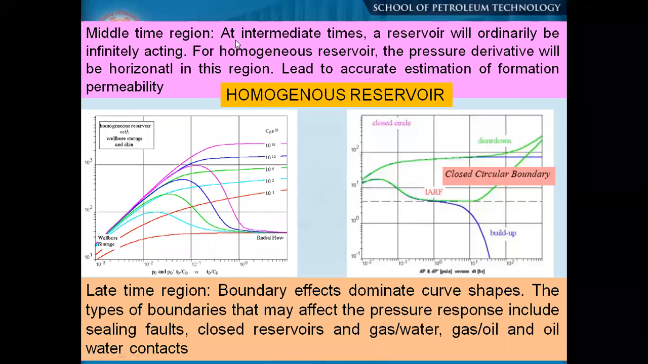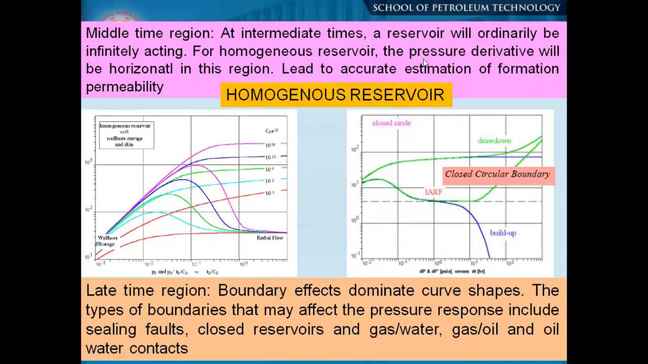So middle time region, at intermediate times, a reservoir will ordinarily be infinitely acting. So this part also again we'll try to understand, because here we are considering a homogeneous reservoir and the support is very good and it is following a zero slope line in the derivative graph. Okay, everywhere you see here, in this case radial flow. But we'll see afterwards that for different types of reservoir, this graph will also not follow a straight line. Okay, so maybe in the subsequent class.